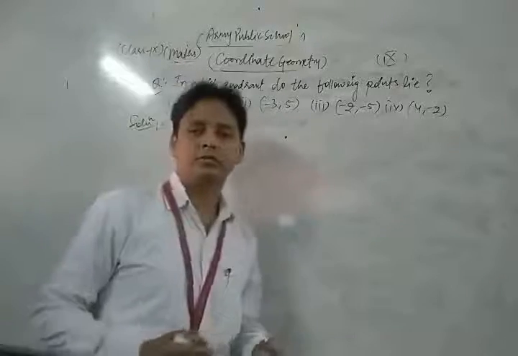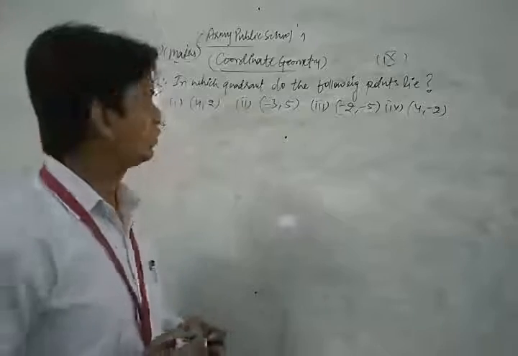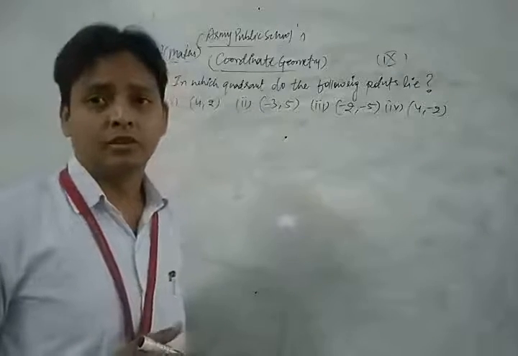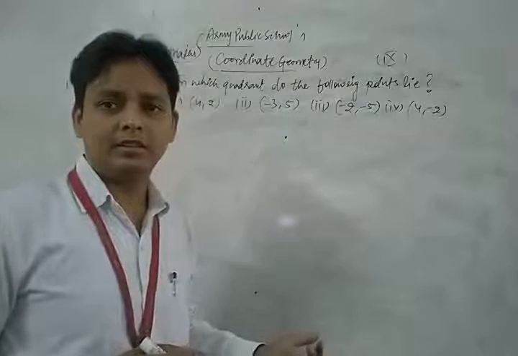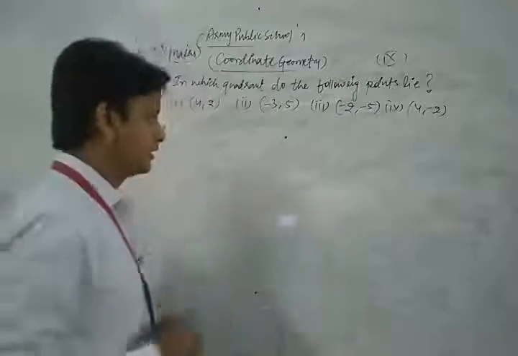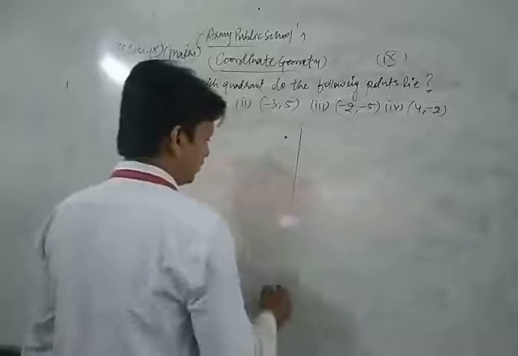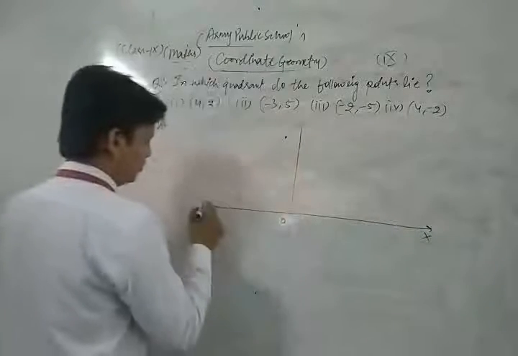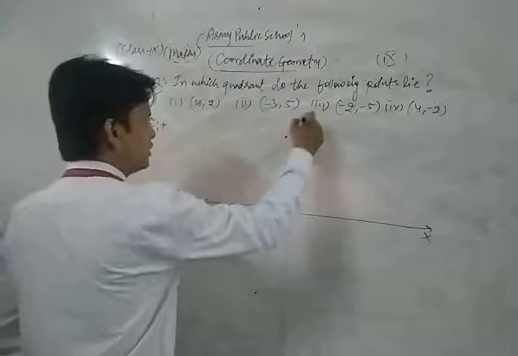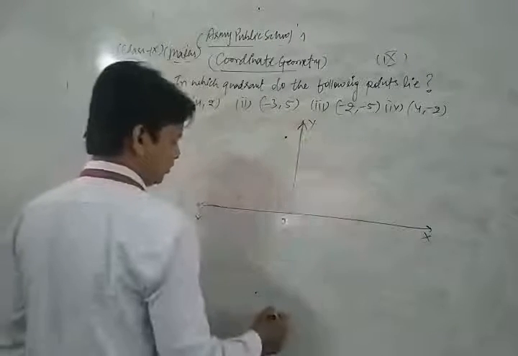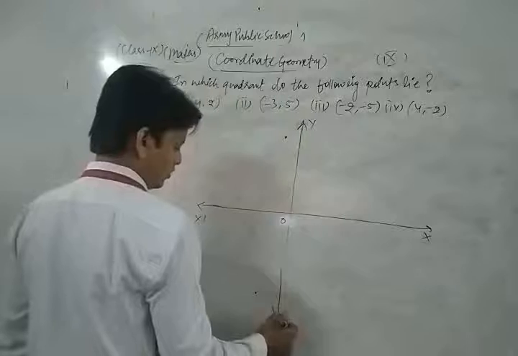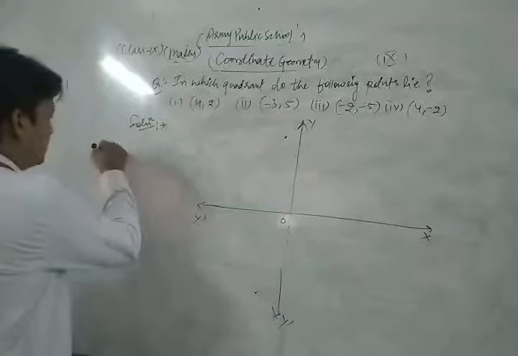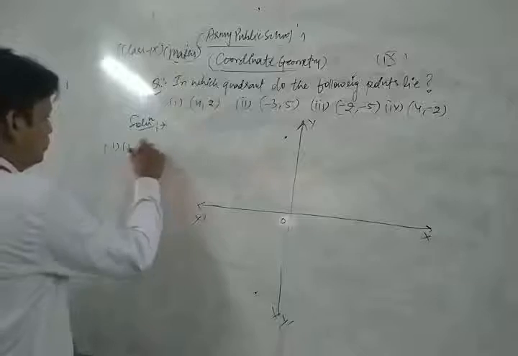Here in that question, we discuss in which quadrant the following points lie. In that class we discussed that concept. First of all, we draw the Cartesian coordinate axes: X'OX and YOY'. Now first of all, we discuss the first part, which is (4, 2).